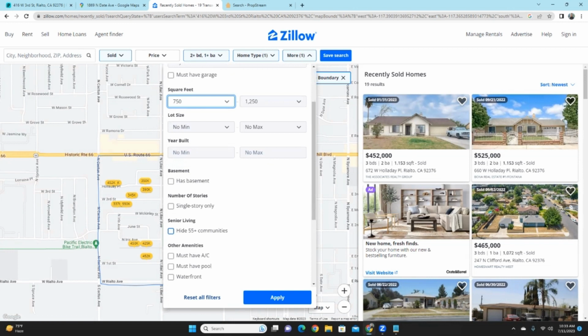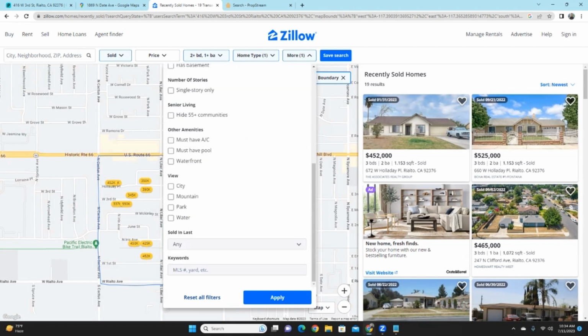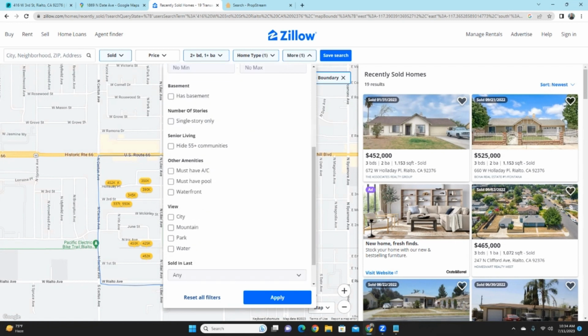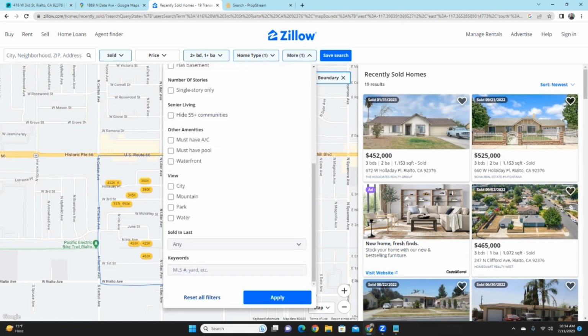And then you could get more in detail with pool, no pool, and whatnot, right? This one doesn't have a pool, I don't think. I didn't see one. So we're still assuming it doesn't have a pool. I don't think so. And then it's going to say sold in the last.